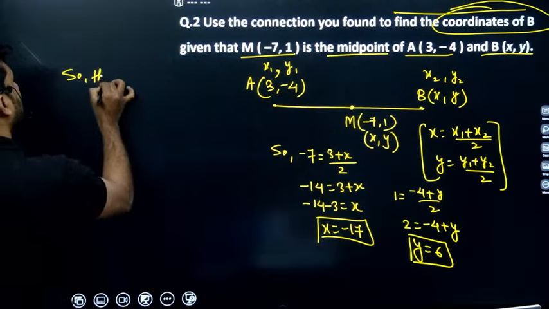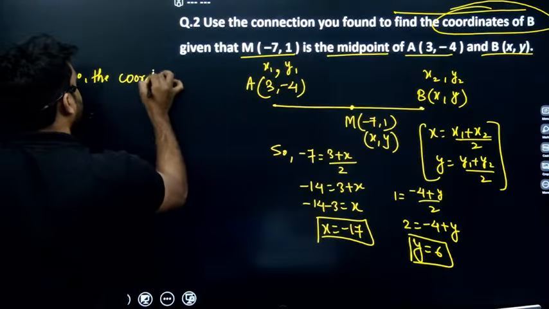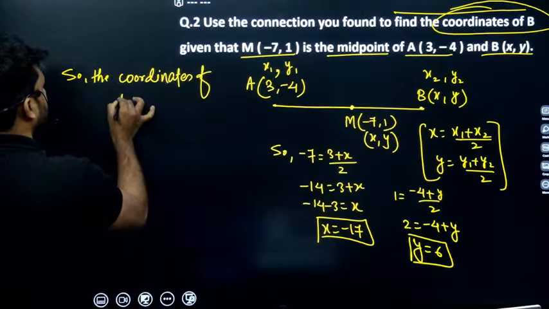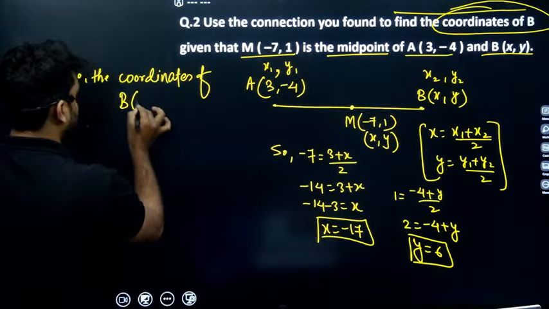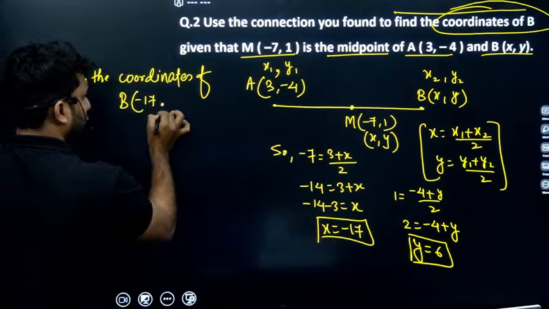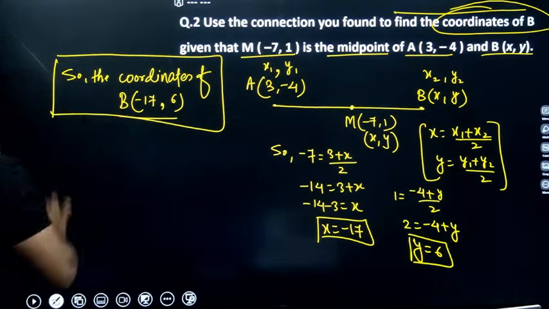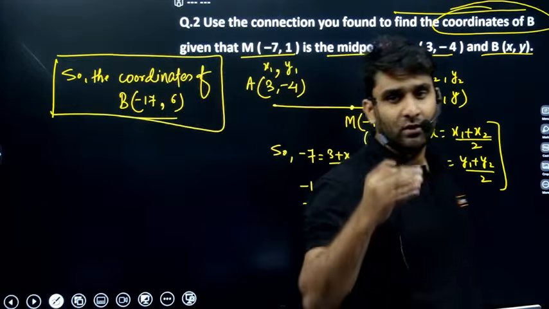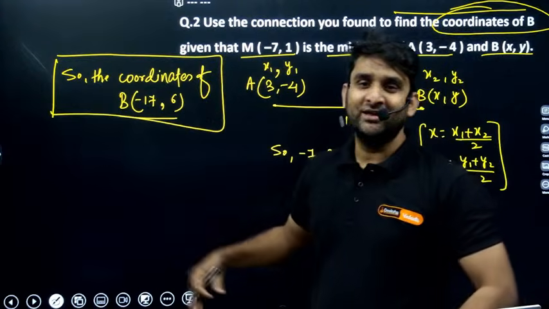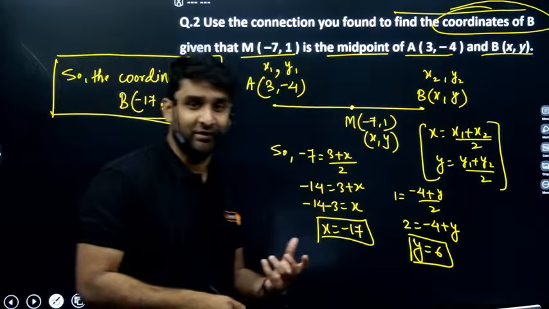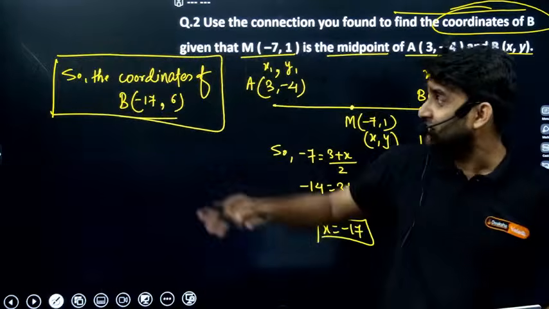So the coordinates of what? B will be what? Minus 17 comma 6. This is the answer. So always make sure to write the final answer in words. These things really impress your evaluator. I mean, to impress the evaluator. So they'll become happy to see the final answer.